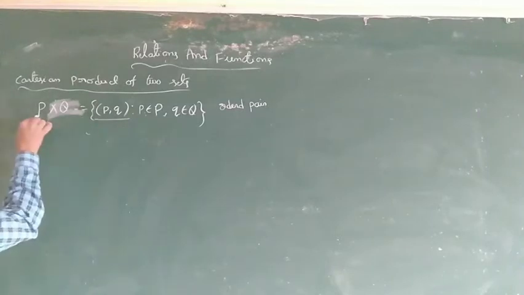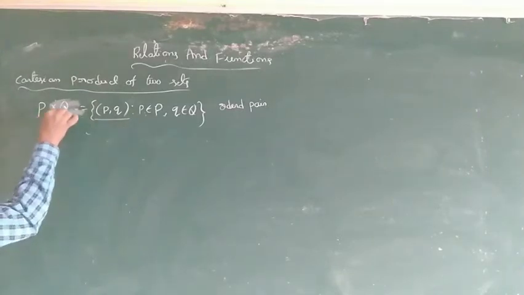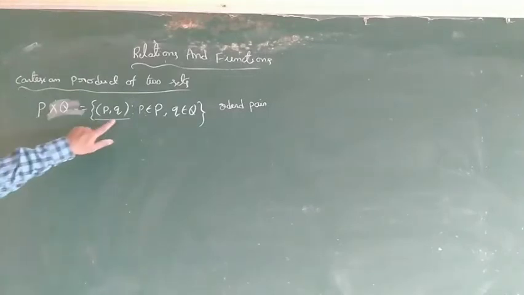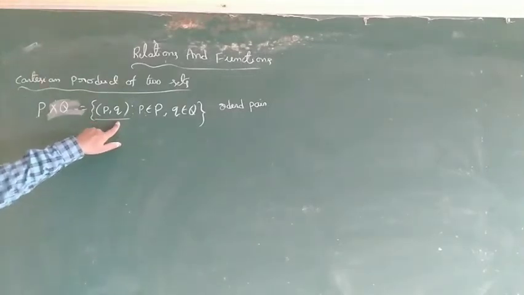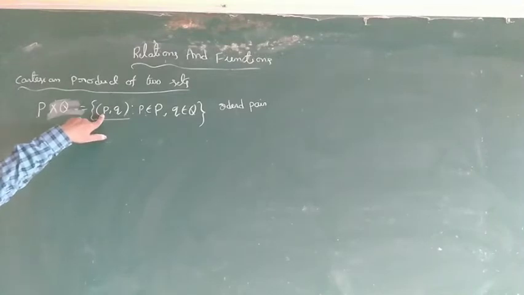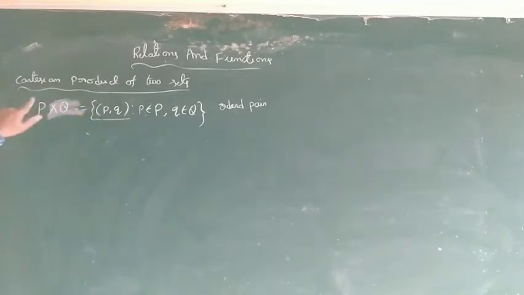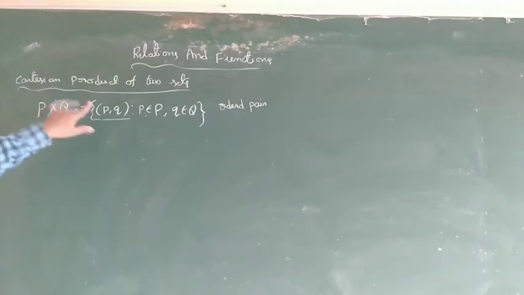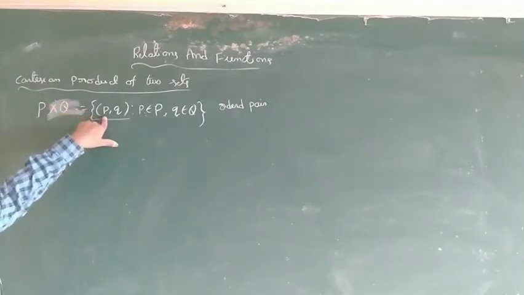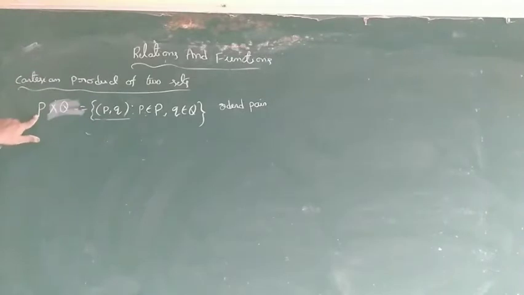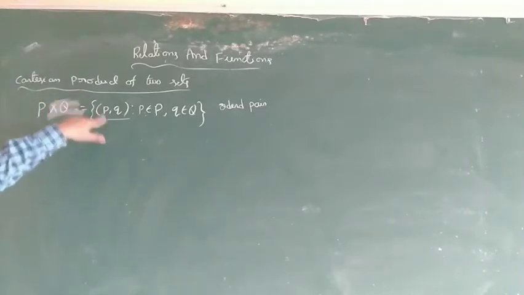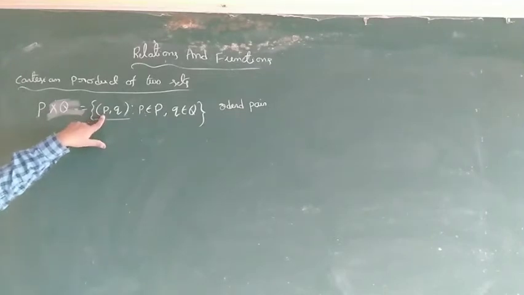In P cross Q, first the set P and then the set Q. In the ordered pair, the first element belongs to P and the second element belongs to Q. In the ordered pair also, first are the P elements, next are the Q elements.